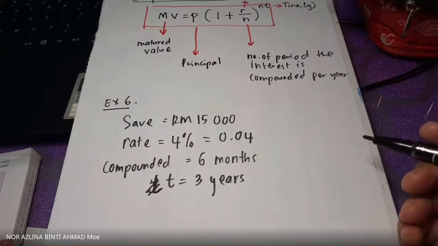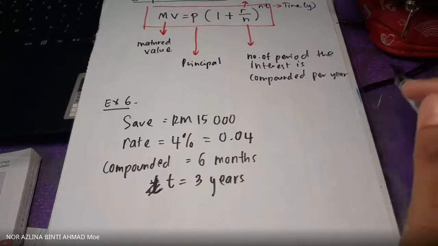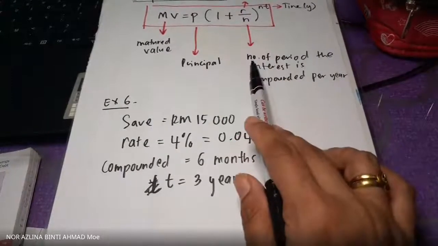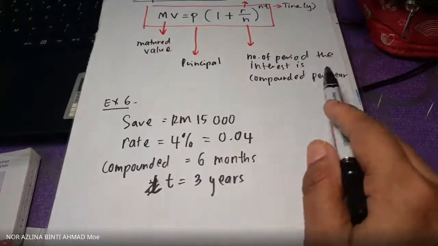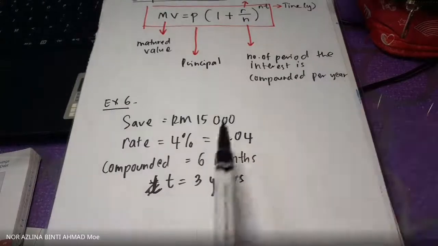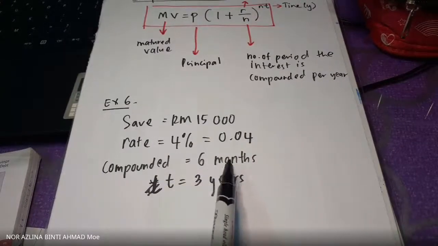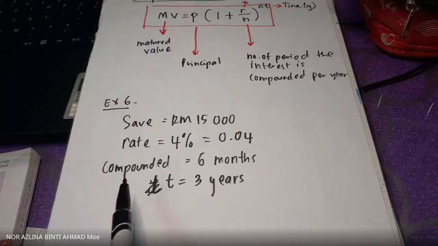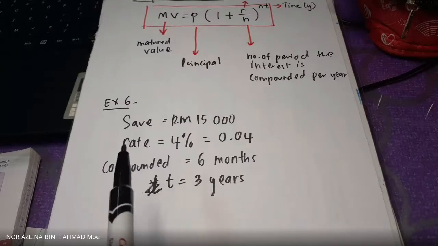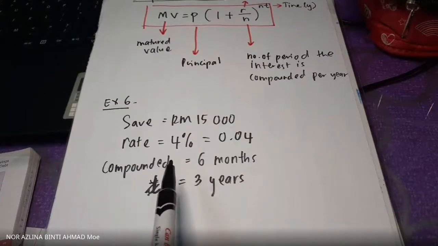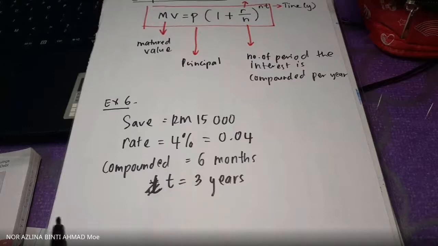To get n, n is the number of periods the interest is compounded per year. So if compounded every 6 months for 1 year, what is the number of periods that the interest is compounded in 1 year?